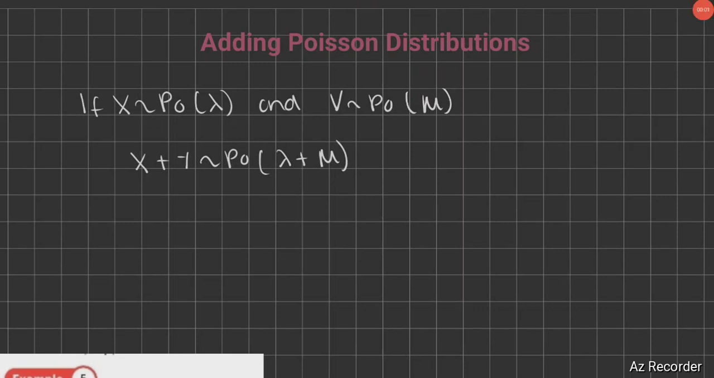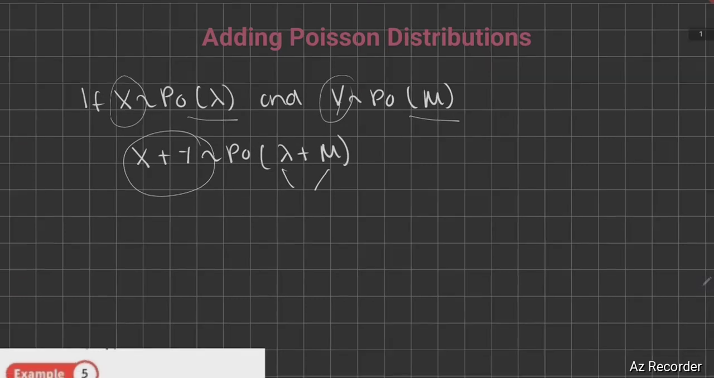Okay, so in this video we'll be looking at adding Poisson distributions. It's quite a simple method, because if you want to combine the X and the Y term, all we do is add the means. So you can see here, lambda add mu, when we add X and Y. We'll just do a few examples and it'll become a lot more clear.